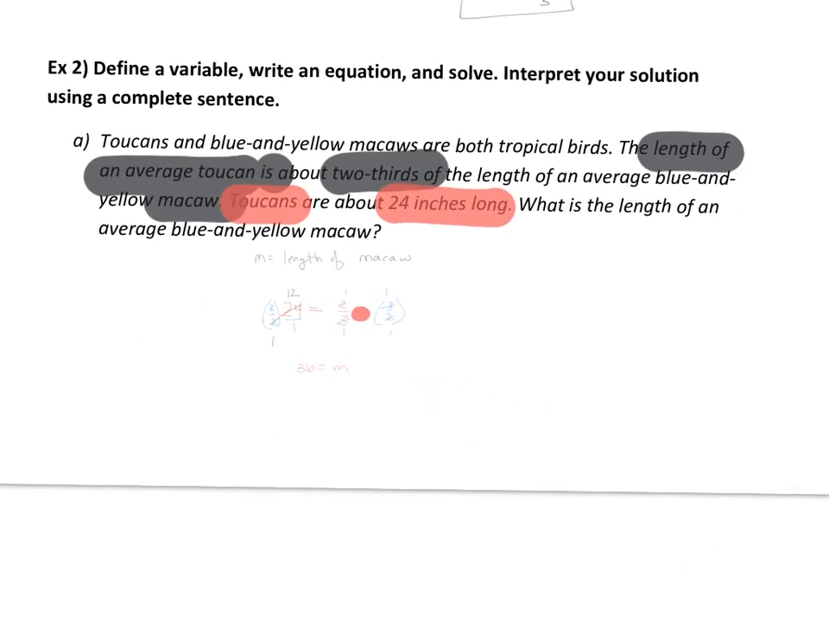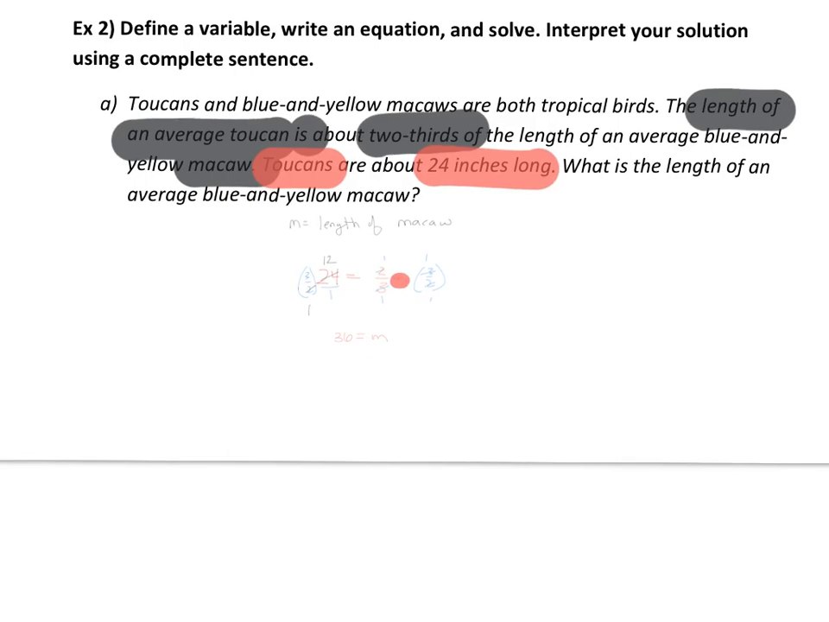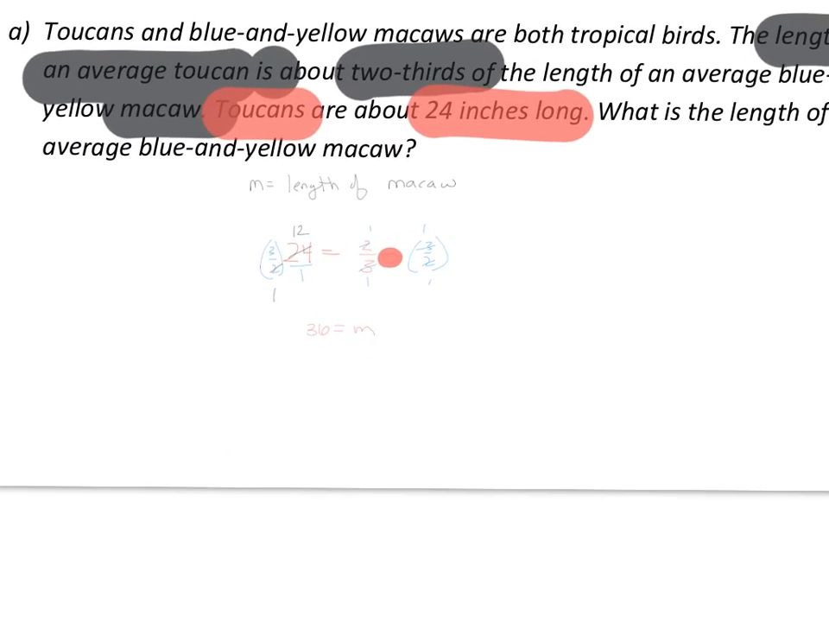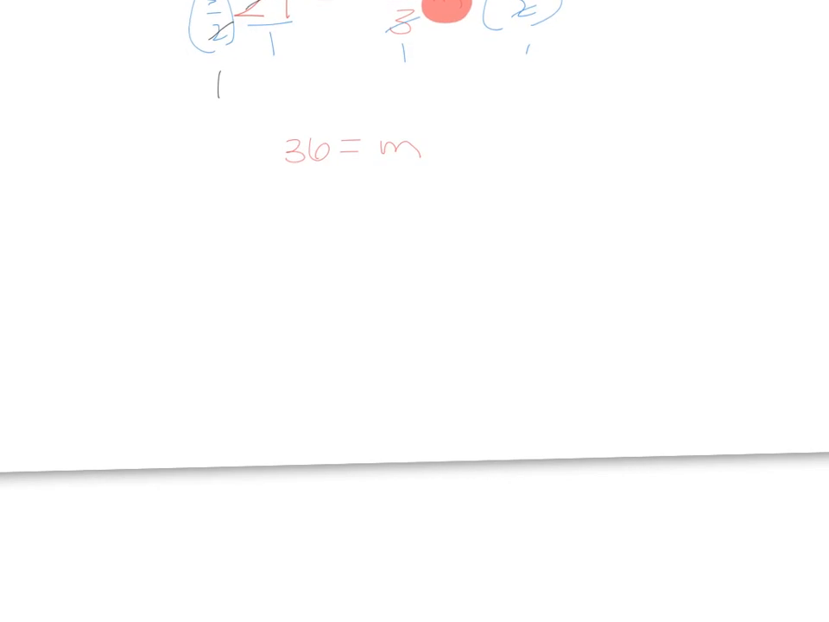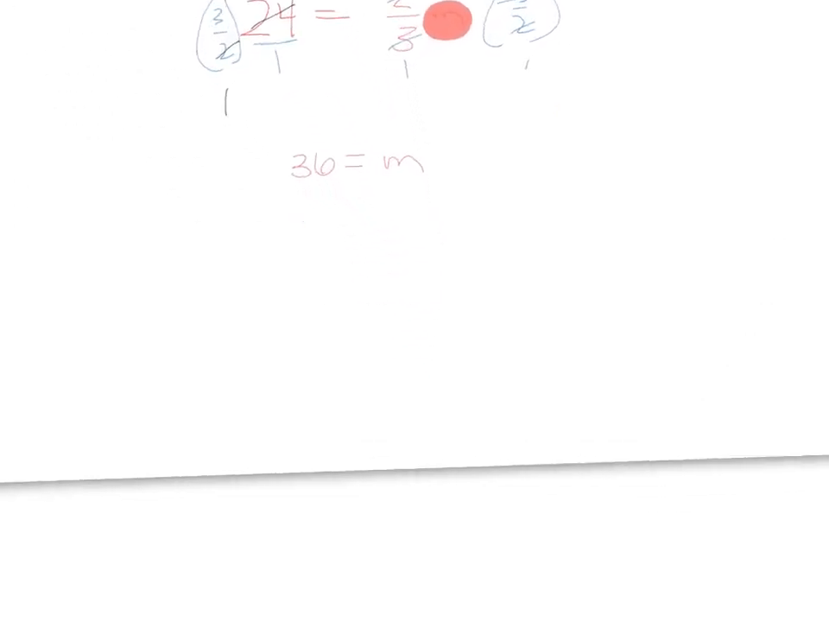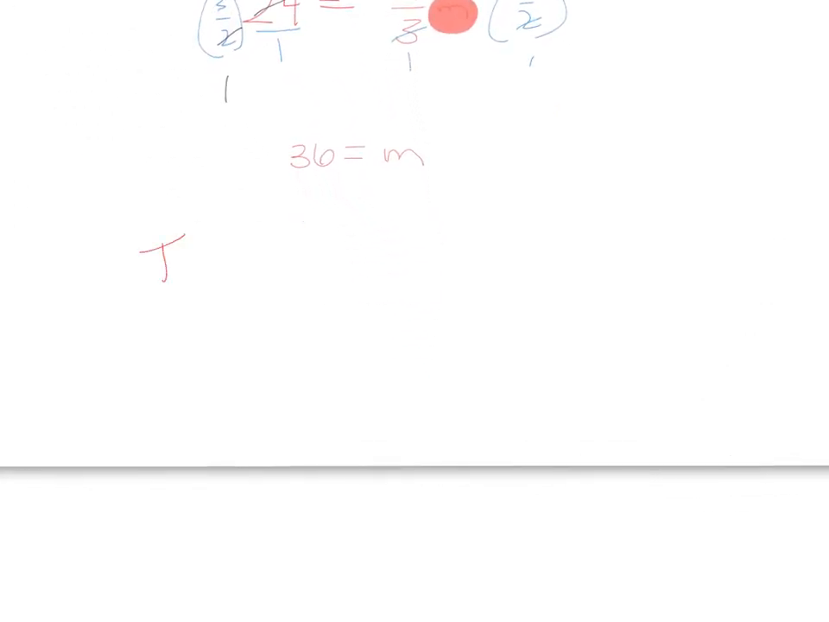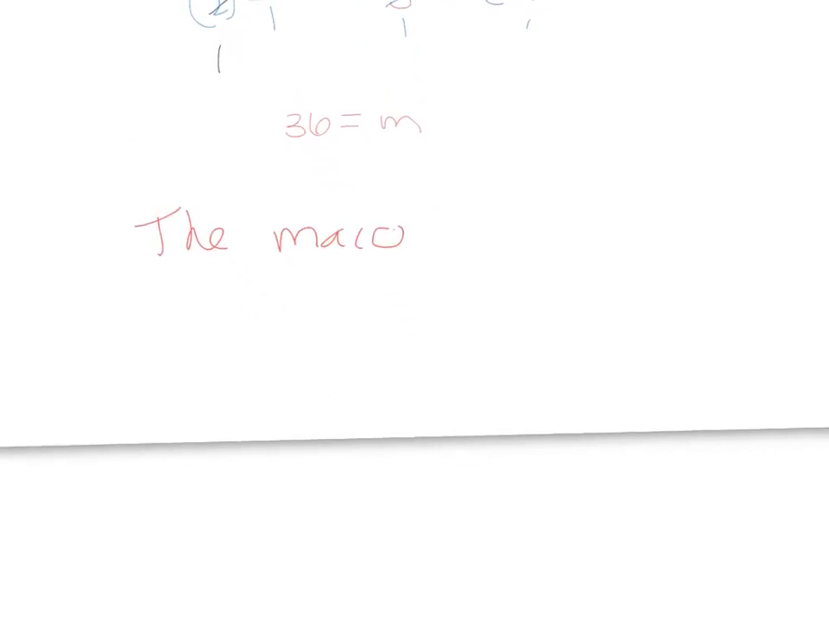Now with that being said, we need to interpret your solution. We're looking for the length of a macaw, so that's what we're going to talk about. And what's our unit of measure? Inches. So we're going to say the macaw is 36 inches long. Period. That's what we're looking for when we ask you to write a complete sentence. Okay, go to the next page.